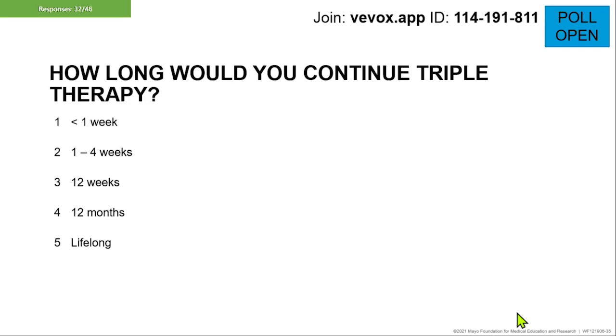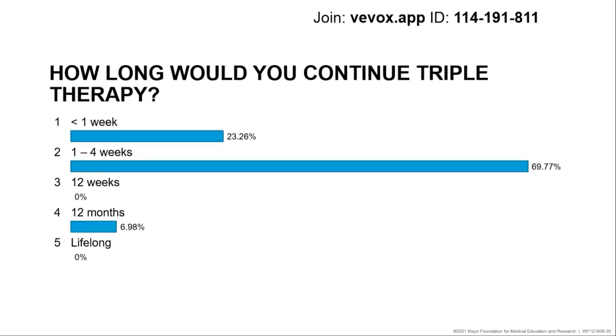Less than 1 week, 1 to 4 weeks, 12 weeks, 12 months, or lifelong. And most of you choose between less than 1 week and between 1 week and 4 weeks. Both are good options. We try to keep it to a minimum. If we can keep it to less than a month, it will be better.